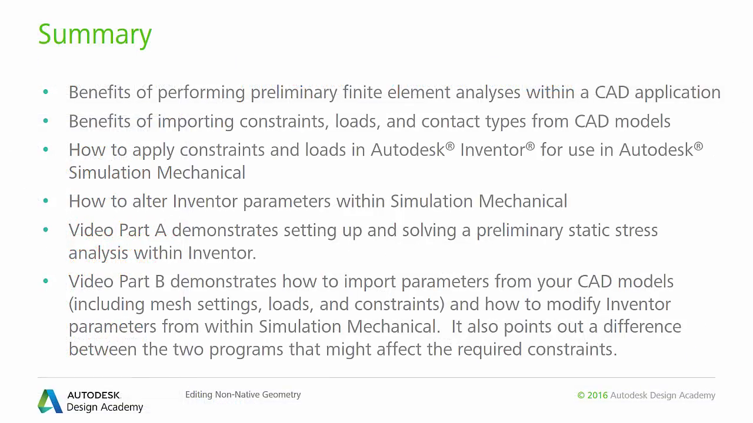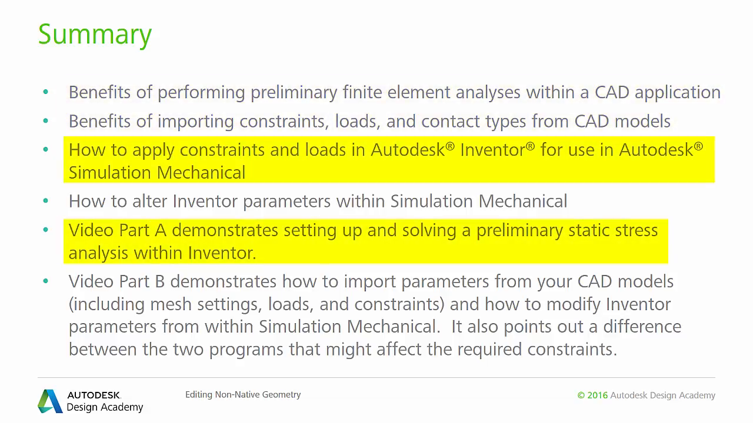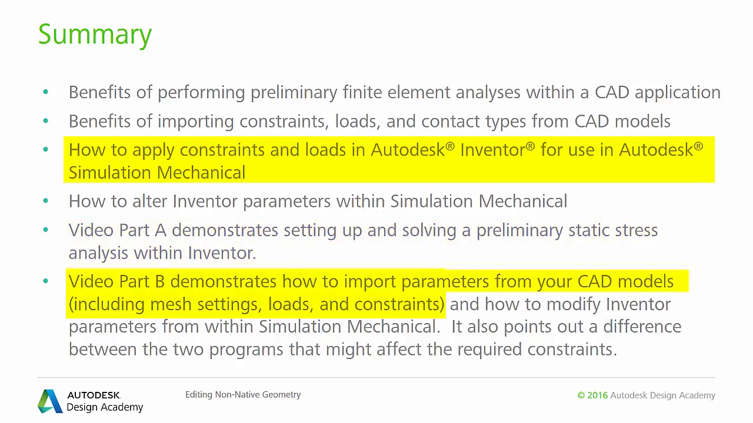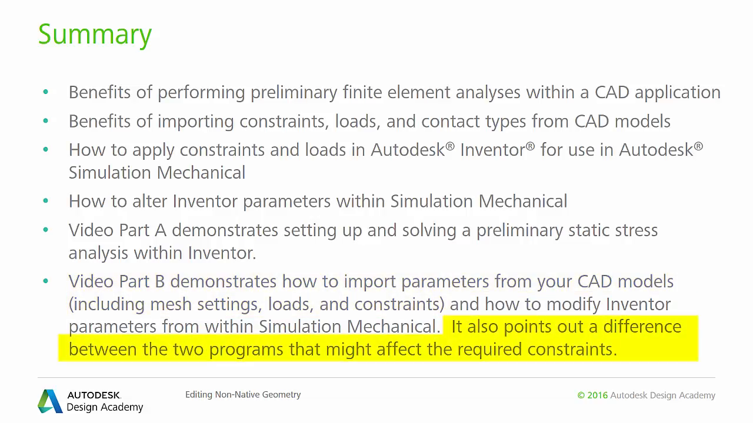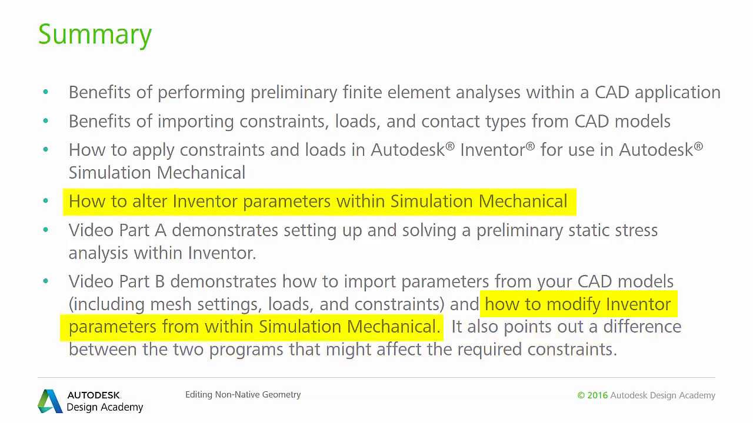Recapping, in this course module and these two videos, we've discussed the benefits of performing preliminary analyses in the CAD program and importing the simulation setup data into another FEA program for further analysis. Specifically, we've demonstrated how to apply loads and constraints in Inventor, run a preliminary analysis, and then import the Inventor simulation data into Simulation Mechanical. We provided an example of how to automatically prevent rigid body motion in Inventor and manually provide a constraint in Simulation Mechanical to achieve a statically stable model. Finally, we looked at the Inventor Parameters command for quickly manipulating the model geometry to produce design variants.